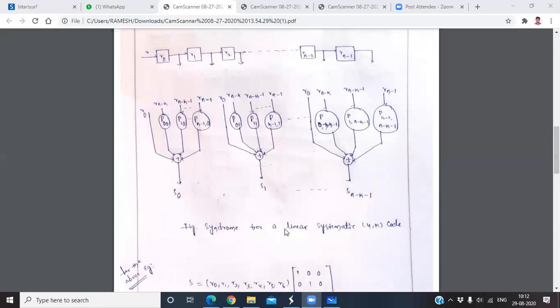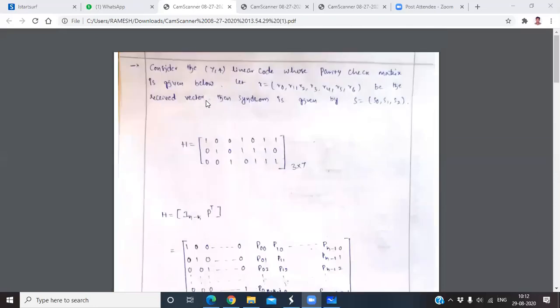Now this is the example. Look at this problem. Consider the 7 comma 4 linear code whose parity check matrix is given below, and the received vector is R0, R1, R2, R3, R4, R5, R6. Don't think that every time it is like this only. Sometimes they will mention the code word also, like 110011. They mention that it is the received code vector. Then the syndrome is given by S equal to S0, S1, S2.